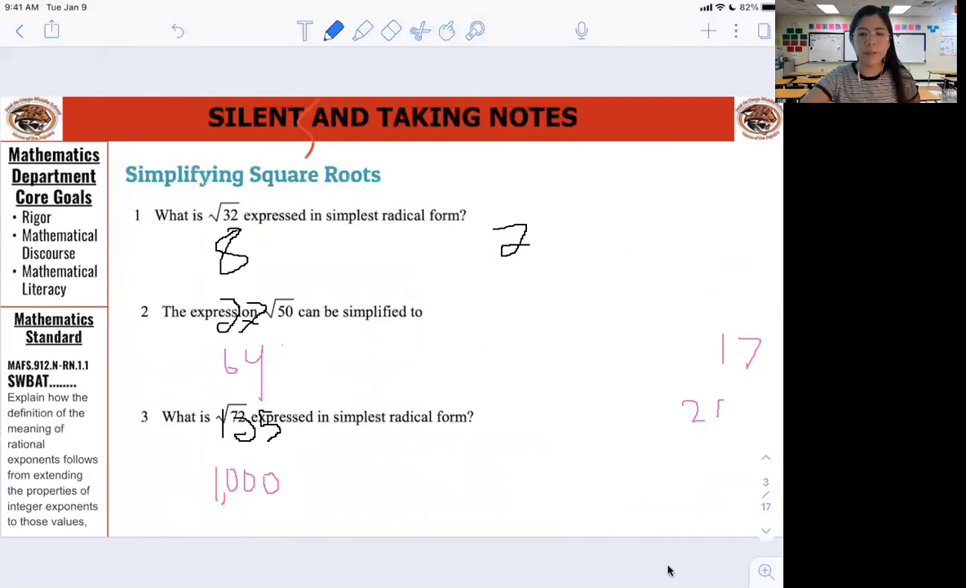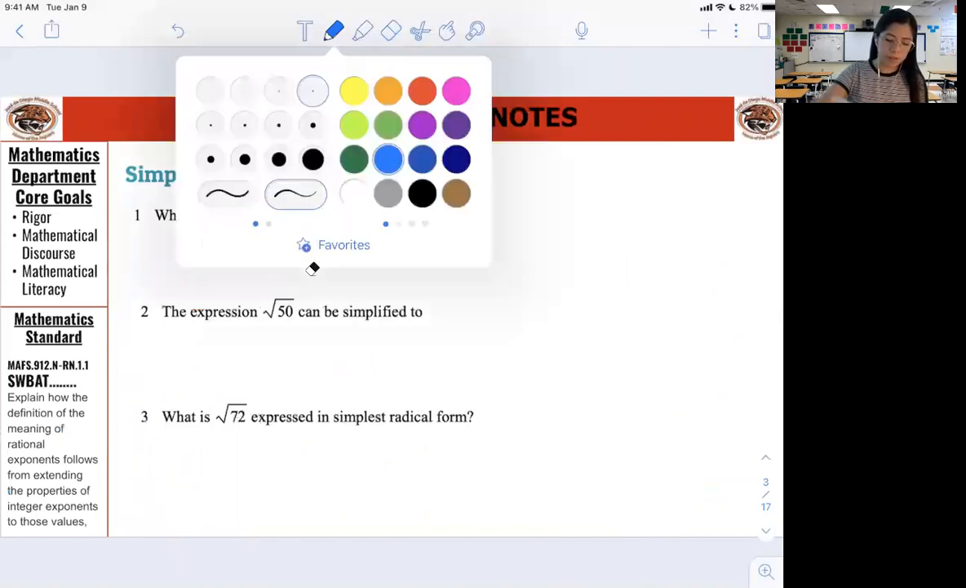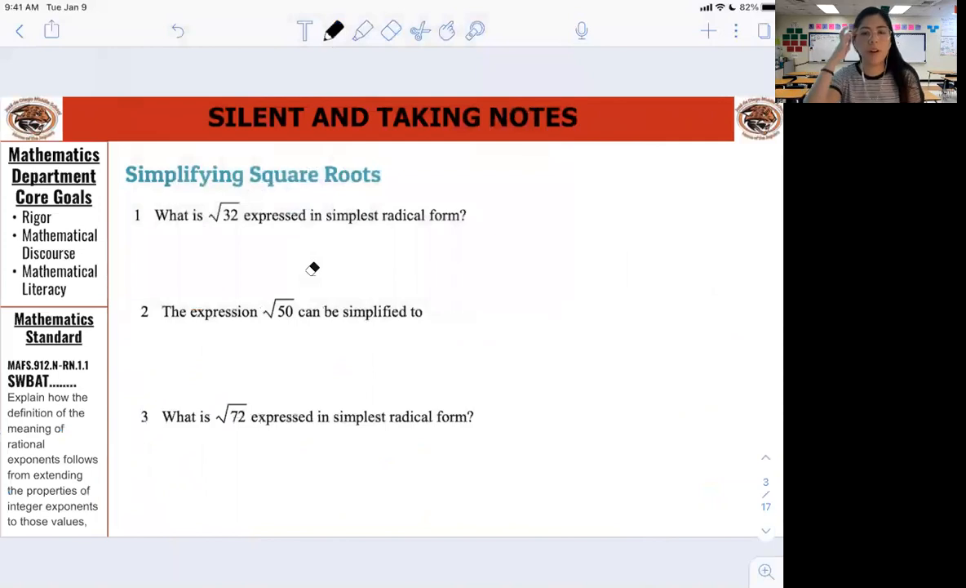But we always know there's a but. What happens if, let's look at these examples. They're asking us, what is the square root of 32? Let's think about what are the perfect squares closest to the number 32. 5 and 6. Would it be 5.5? Let's talk about it.